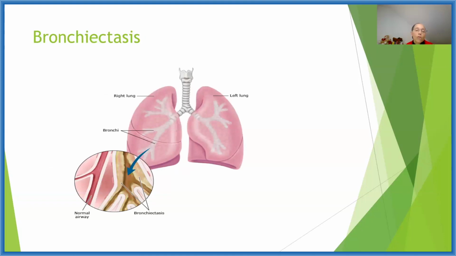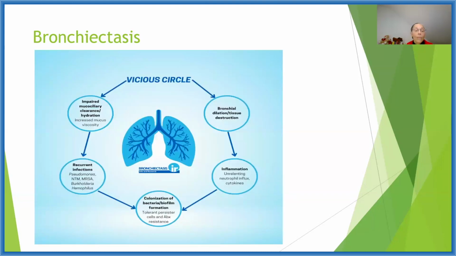So this is actually a little illustration of an airway that has bronchiectasis. We have a normal airway to the left, and on the right we can see the damaged airway, which is dilated and also quite inflamed. So we describe this as the vicious cycle.